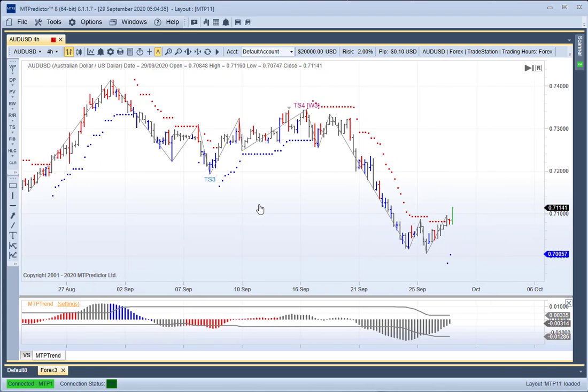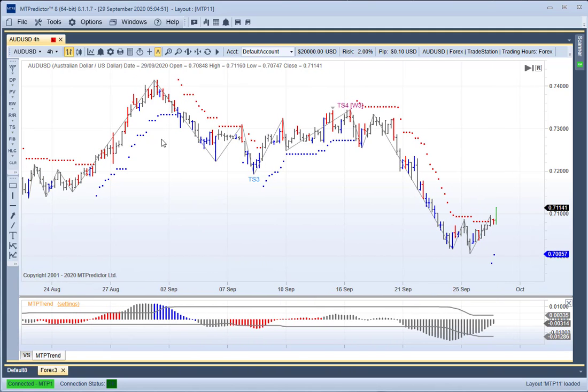Right, the trade setup I want to look at is this TS4, W3 or Wave 3 trade setup that's unfolding here. This is on a 4-hour chart of the Australian dollar, US dollar. For those of you who are new to MTPredictor, you'll see we have automatic setups on our charts. We also have an MTP trend color-coded indicator, which is blue for up, red for down, and black for in the process of making a reversal.